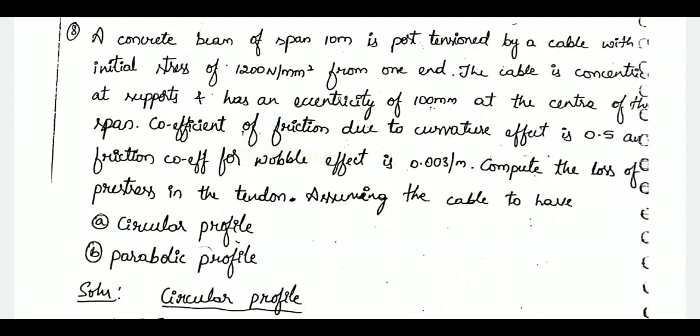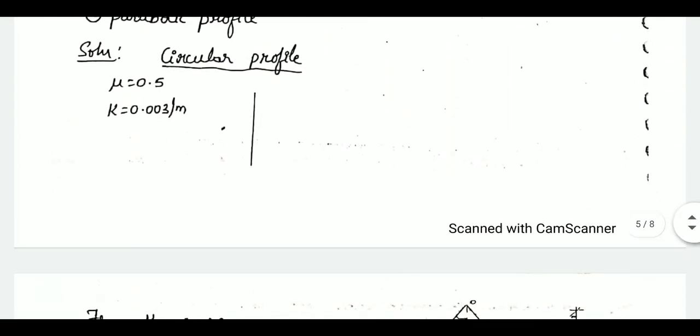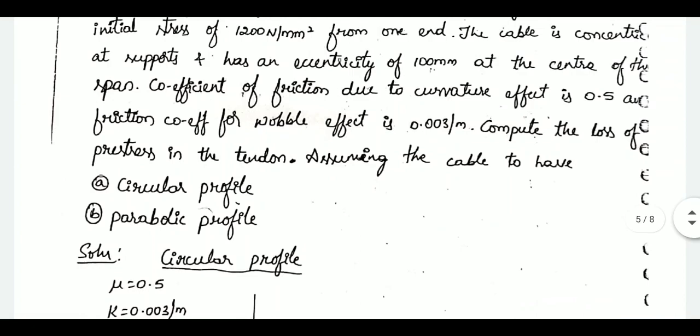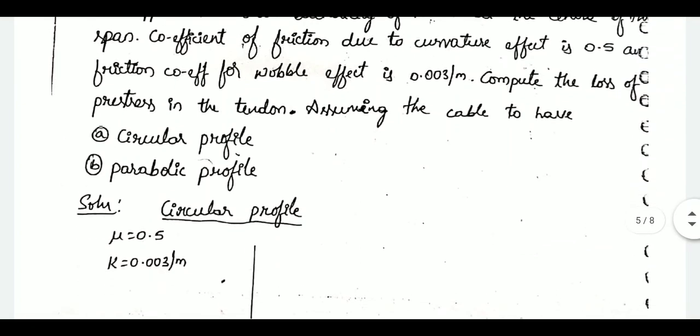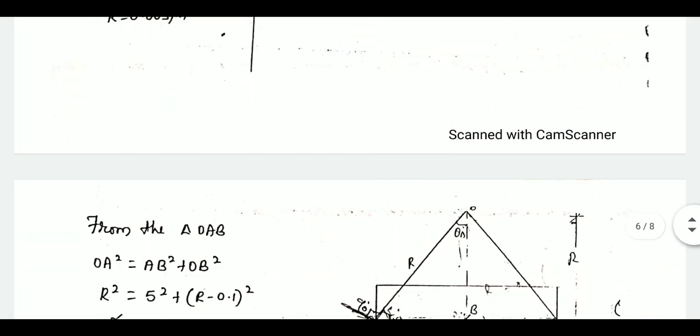See, in this problem, the previous problems you have solved, 6th and 7th, both problems you need to solve in the same problem. That is the thing. So here, friction due to curvature effect is the value of mu, and friction due to wave effect is the value of K. You should remember those two things.